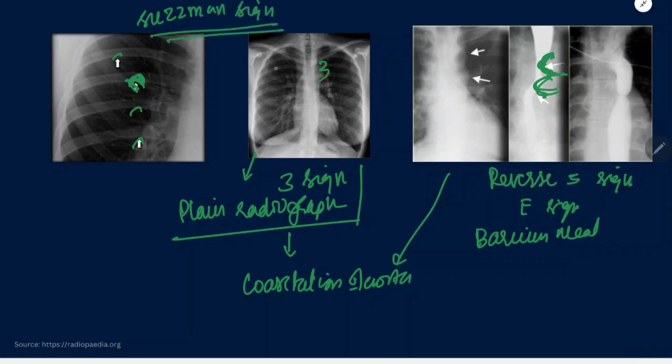Okay, and these collaterals are present in the posterior side only mostly. So all these collaterals will also give you a continuous murmur. Okay? So all of these are important with respect to coarctation of aorta.